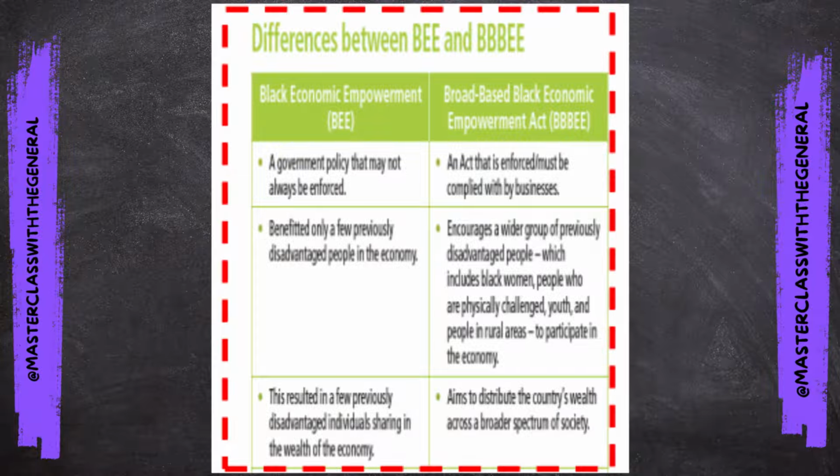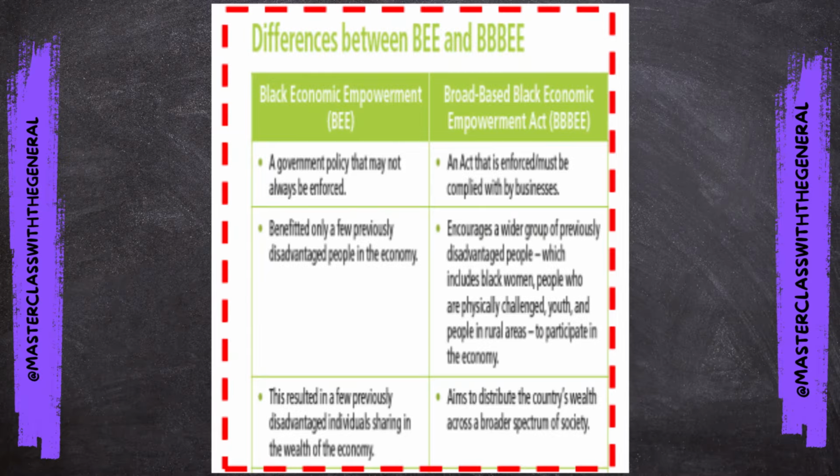Now back to differences between BEE and triple BEE. Now, BEE is a government policy that may not always be enforced, while triple BEE is an act that is enforceable and must be complied with by all businesses. So a business has to comply with triple BEE, but not necessarily with BEE, because that's a policy of government and it can change depending on which party becomes the government.